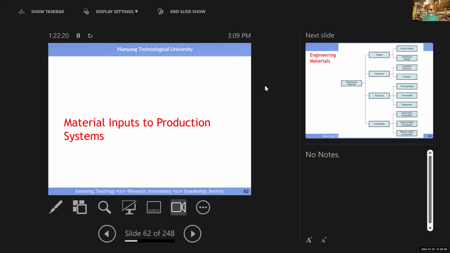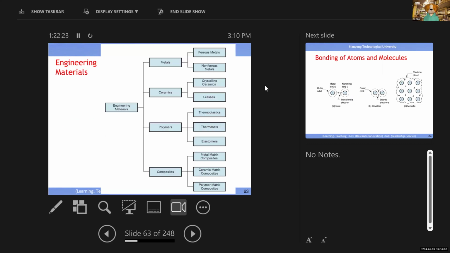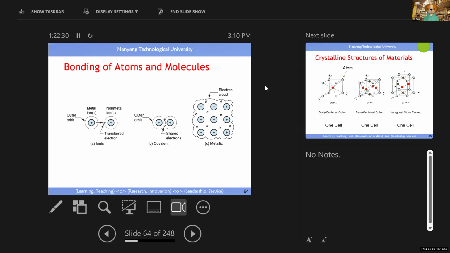Okay, then a little bit of detail about the input material. I guess we can skip this one because you need to spend at least one semester to study engineering materials. So you just quickly know. At the material level, if you go down, you have a molecule. Inside the molecule, you have an atom, right? So you have a hierarchical structure among the atom and the molecule.